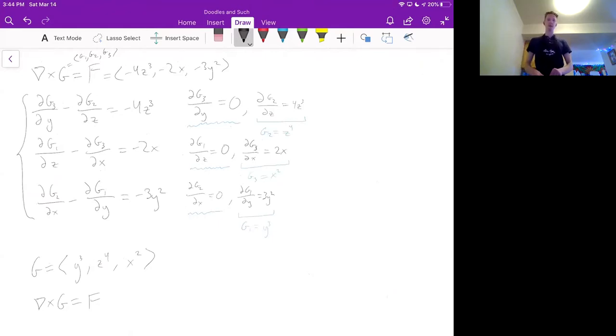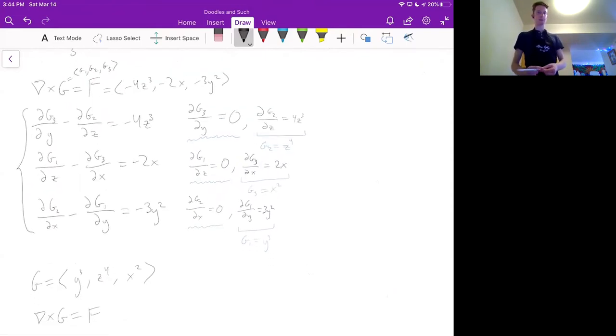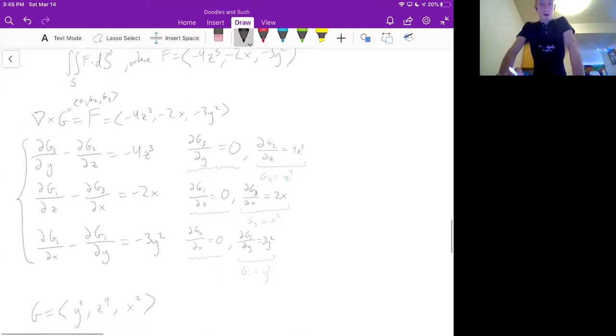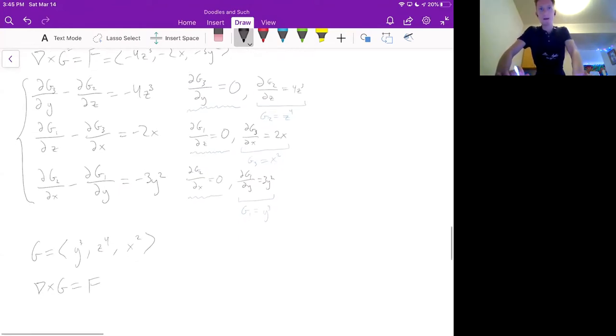So what we've done here is really just an anti-curl by hand, which is possible in this case because it was a particularly easy setup. And sometimes that'll be way, way harder to do. There is a procedure, but it's very complicated. But just like how it's sometimes easy to integrate by eye, here we just anti-curled by eye. By I, I mean not by the letter I. Okay.